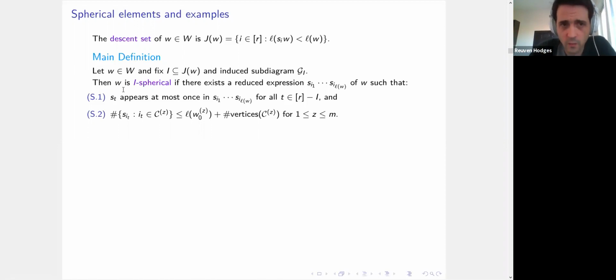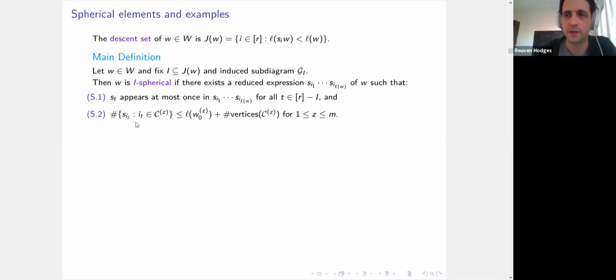And then we'll say that W is I-spherical if there exists a reduced expression of W that satisfies two conditions, okay? The first condition says something about certain simple reflections appearing at most once. In fact, any simple reflection that does not appear in I should appear at most once. The second condition is a little more complicated. It's saying that certain simple reflections associated to a particular connected component should not appear too much. It'll be much clearer with an example.